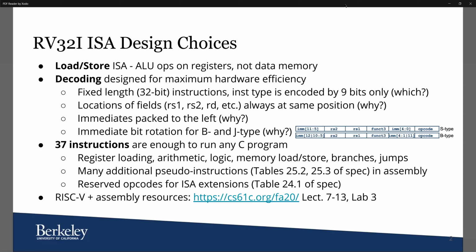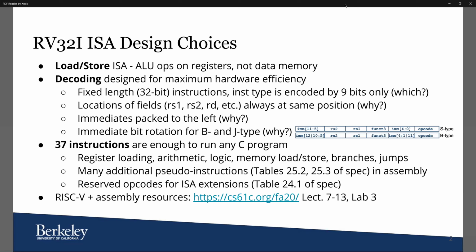All right, so basically, just to hammer home some RV32I design choices, recall that this ISA is a so-called load store ISA. What this means is that all of your ALU operations are done on registers or immediates, but none of it is done on the data that is in the data memory. So if you want to access anything or put anything to the data memory, you must use load and store operations.